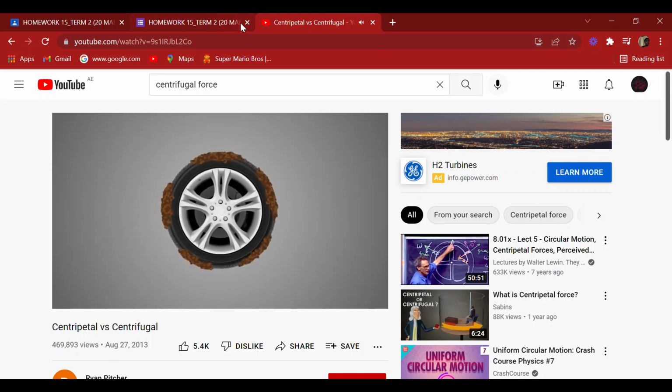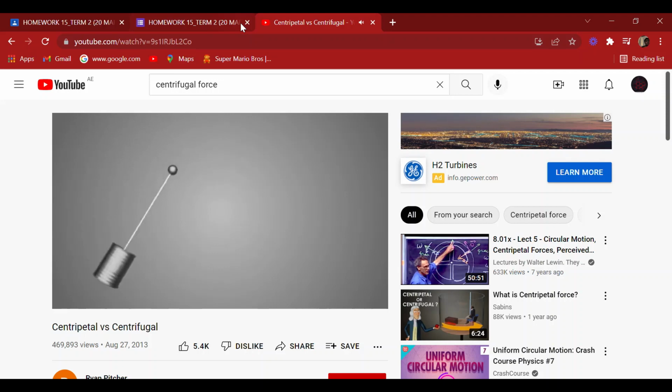Another example of centripetal force is the force that binds mud to a tire as it rotates. As the rotation speed of the tire increases, the centripetal force will not be great enough to hold the mud onto the tire, and the mud will fly off the tire in straight line tangents.